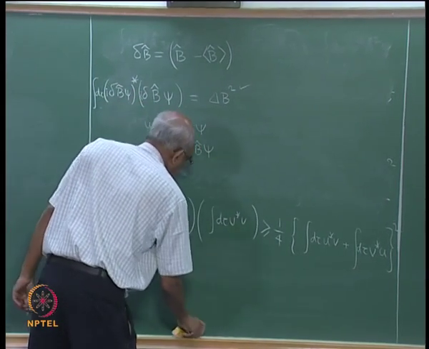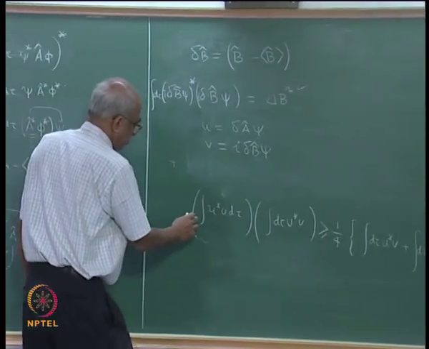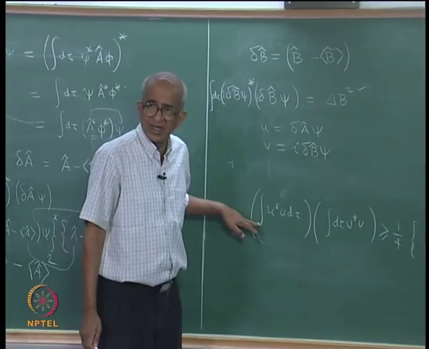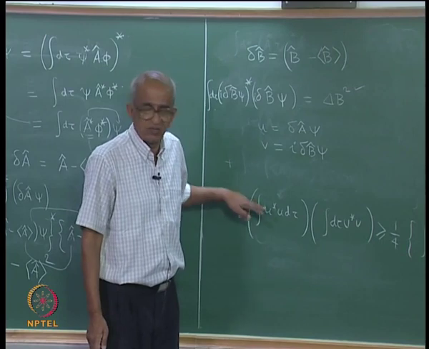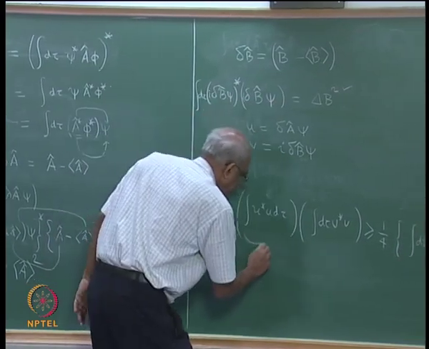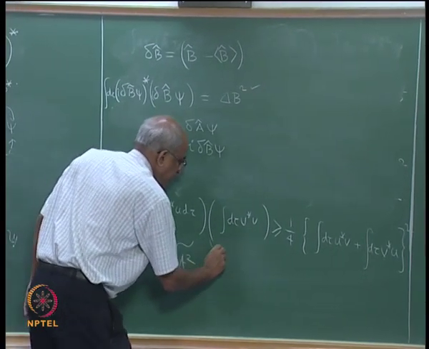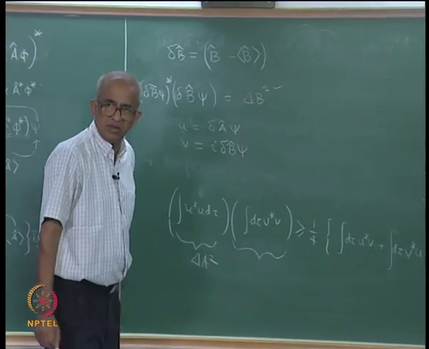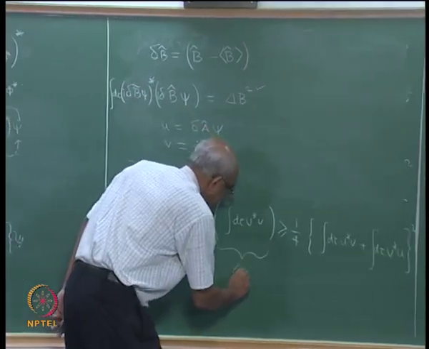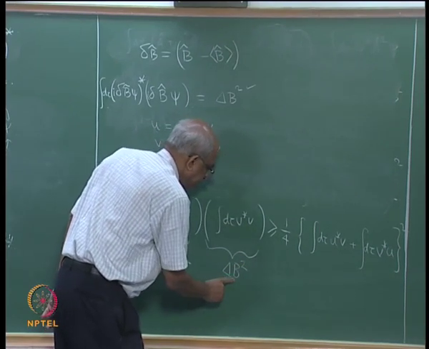If you used that, then we have attained whatever we wanted to attain, because what we wanted was that this should be equal to delta A square. So, if we use A u to be that, then this will actually be equal to delta A square, and what will this be? If you made this choice, this will be equal to delta B square, the uncertainty in A square and the uncertainty in B square.